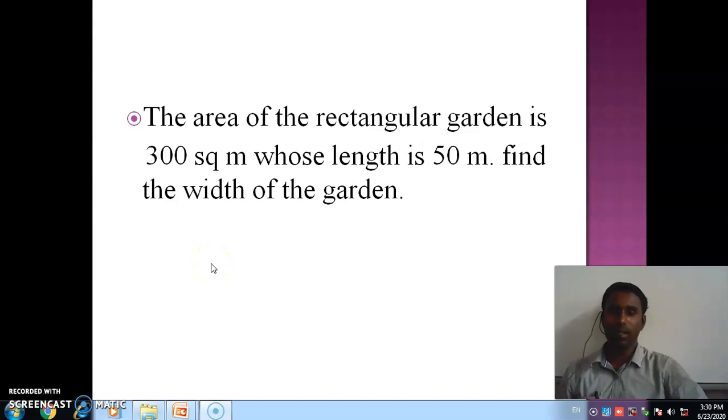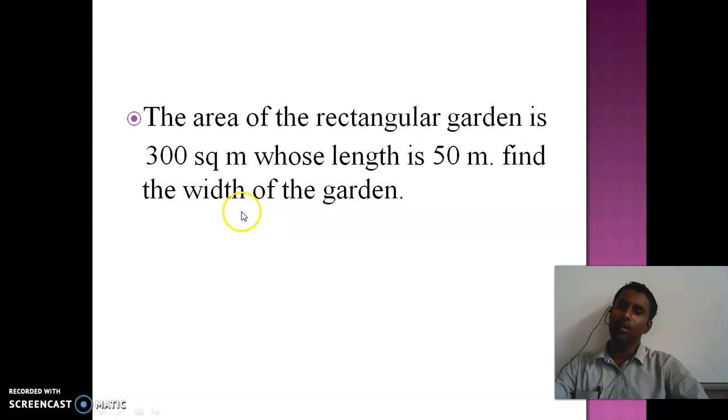Okay students, the next problem is: the area of a rectangular garden is 300 square meter, whose length is 50 meter, and find the width of the garden. Okay, so first we need to understand what the given shape is. The given shape is rectangular, right?